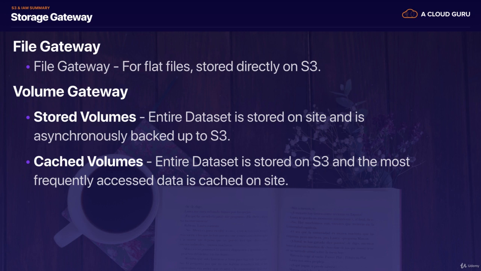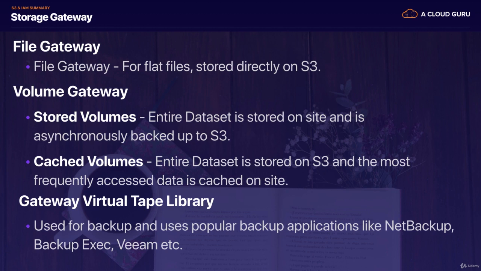Then also have cached volumes, and this is where the entire data set is stored on S3, and only the most frequently accessed data is cached on site. And if you get those two confused, just look for the word cache. That's all you need to see, or cache, however you want to pronounce it, whether you're Australian or American. We also then have Gateway Virtual Tape Library, and this is used for backups, and it works with really popular backup applications like NetBackup, Backup Exec, Veeam, etc. And it's a great way of getting rid of your physical tapes.